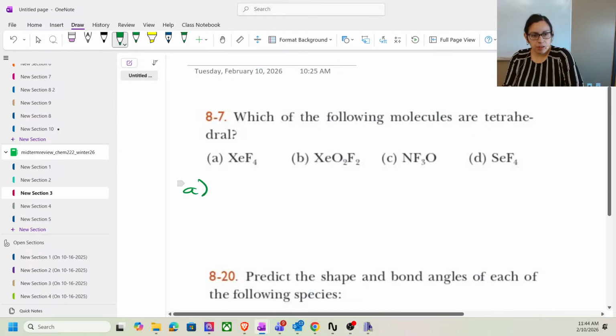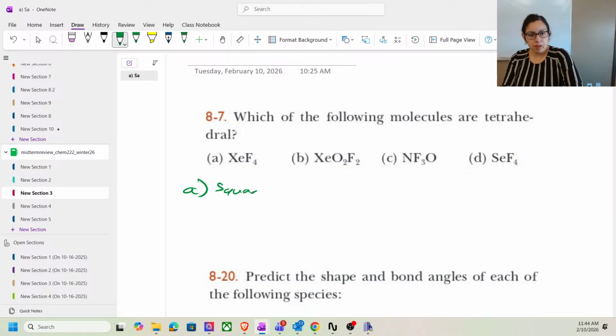So what is A's shape? Square planar. Good. You can do that quickly. 8 valence electrons, 4 are involved in bonding, so that leaves you 2 lone pairs, so square planar. Good. So try that for B. B is kind of tricky. What geometry did you get for this one?